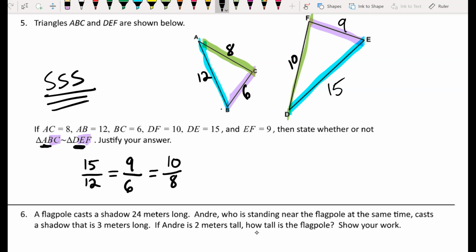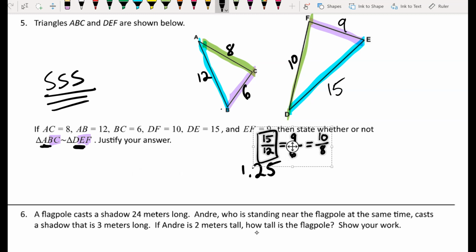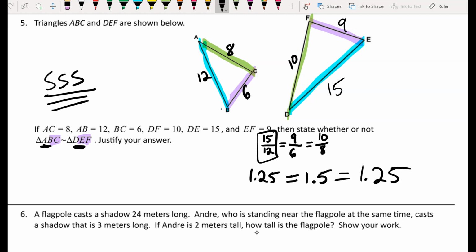Now the good news is you could reduce all of these fractions in your calculator. If you reduce 15 over 12, and you just type that into your calculator, or if you're good at division, you could always do that, you'll notice that's just 1.25. So I'll make this a little bit smaller and I'll write that below. So one of my pieces is 1.25. That would be saying my scale factor to get from 12 to 15 is 1.25. The problem is when I divide 9 by 6, I get 1.5. And when I divide 10 by 8, I get 1.25 as well.